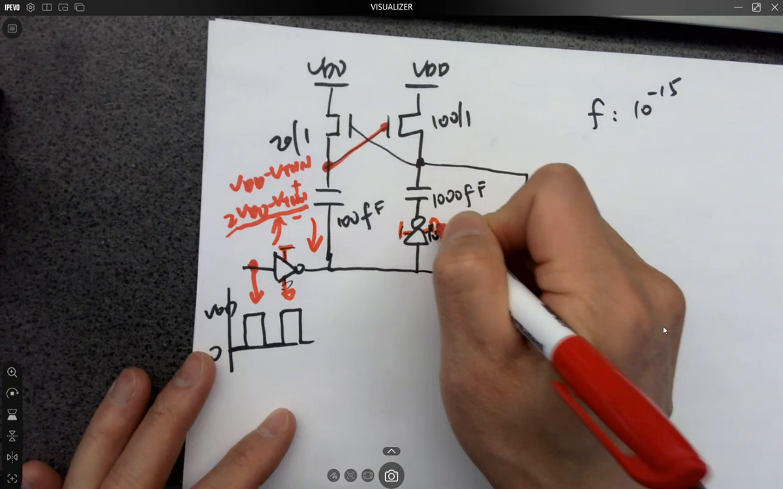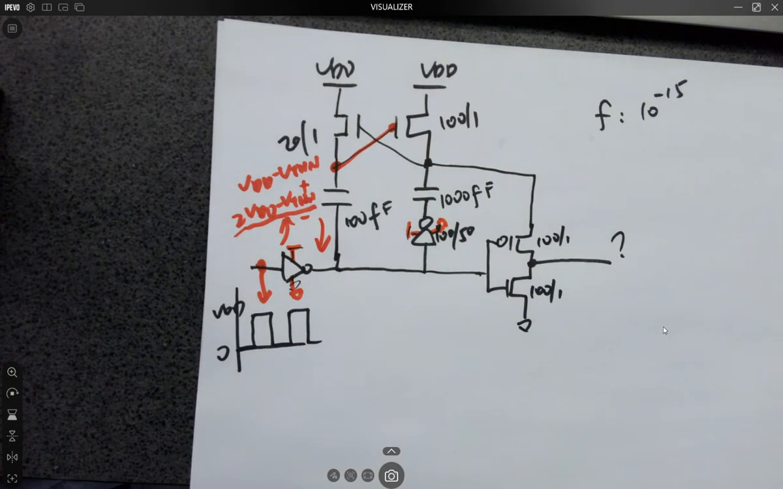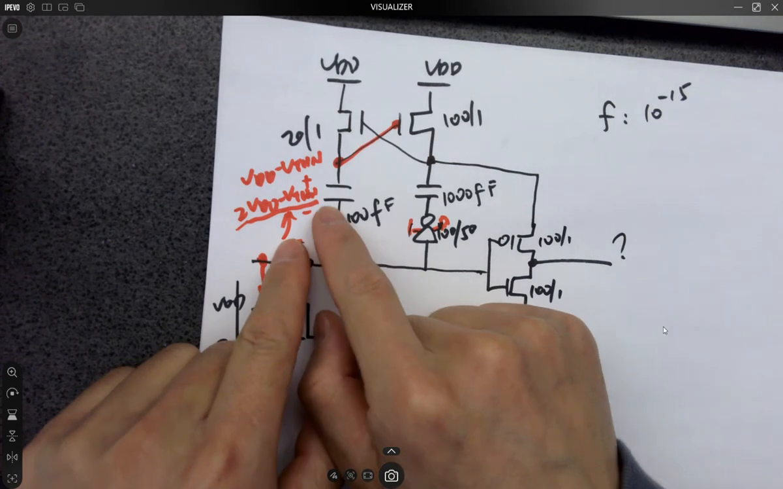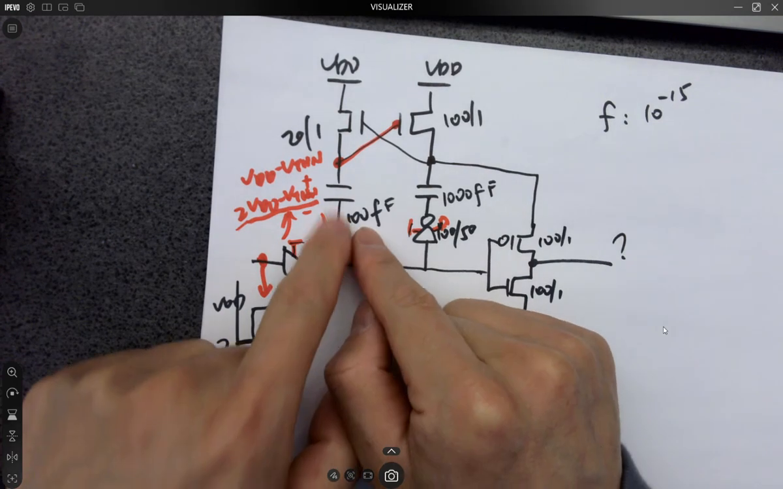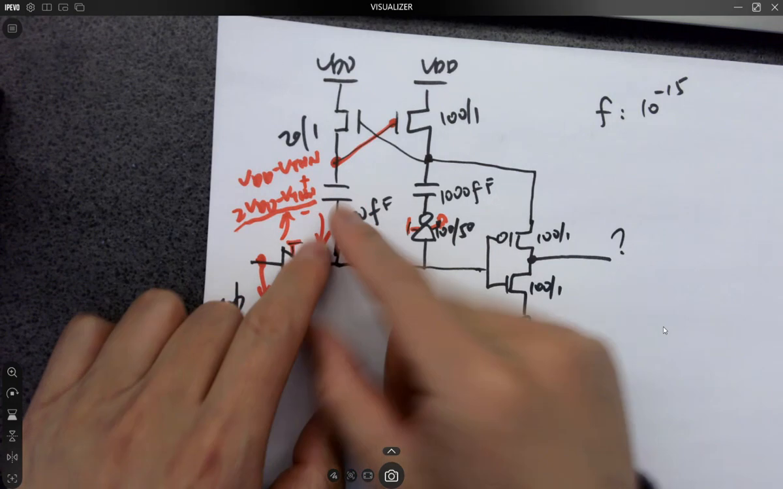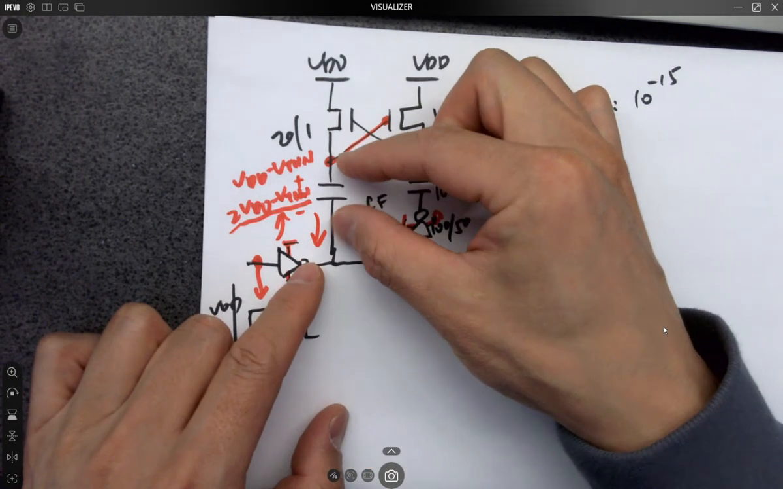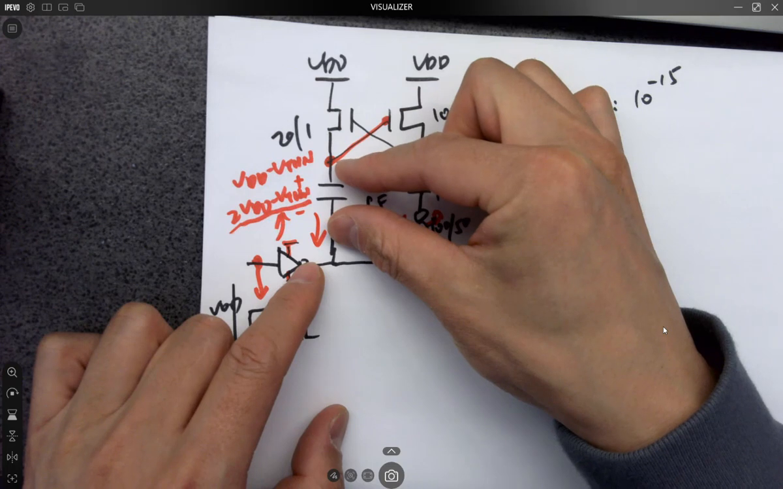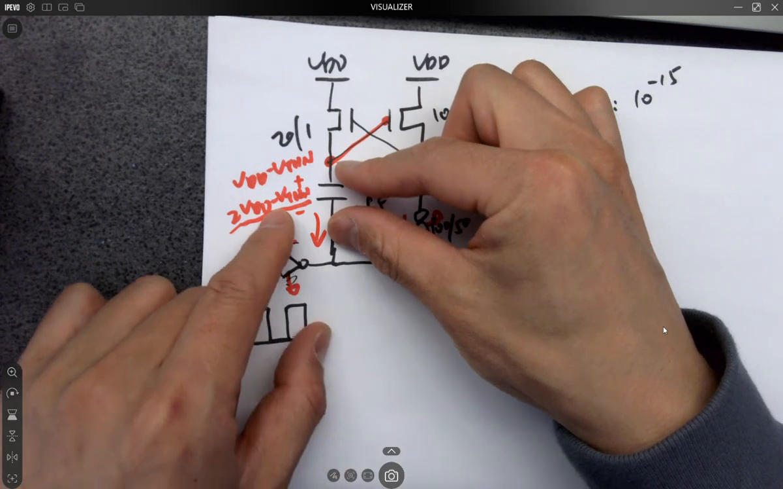VDD and ground. All right, here comes the key point. Let's see if you guys can get this point, okay? So whenever this is pushing, trying to push a VDD to it, okay? So this becomes what? 2 VDD minus VTHN, okay?